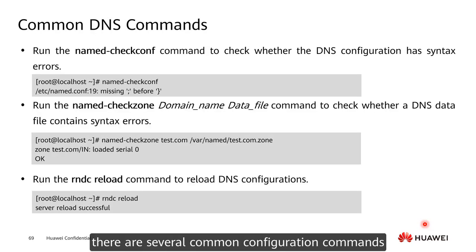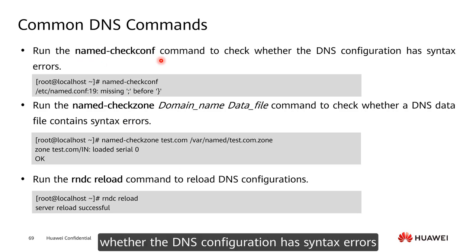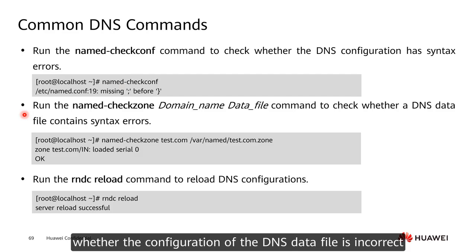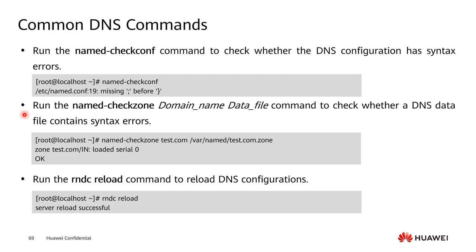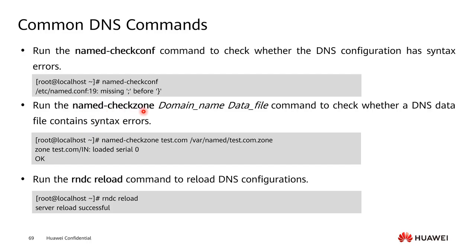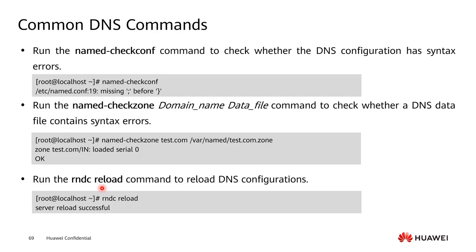In addition, there are several common configuration commands. For example, the named-checkconf command is used to check whether the DNS configuration has syntax errors. If we want to check whether the configuration of the DNS data file is incorrect, add the domain name and the corresponding data file to the end of named-checkzone. And we can run the rndc reload command to reload the DNS configuration.